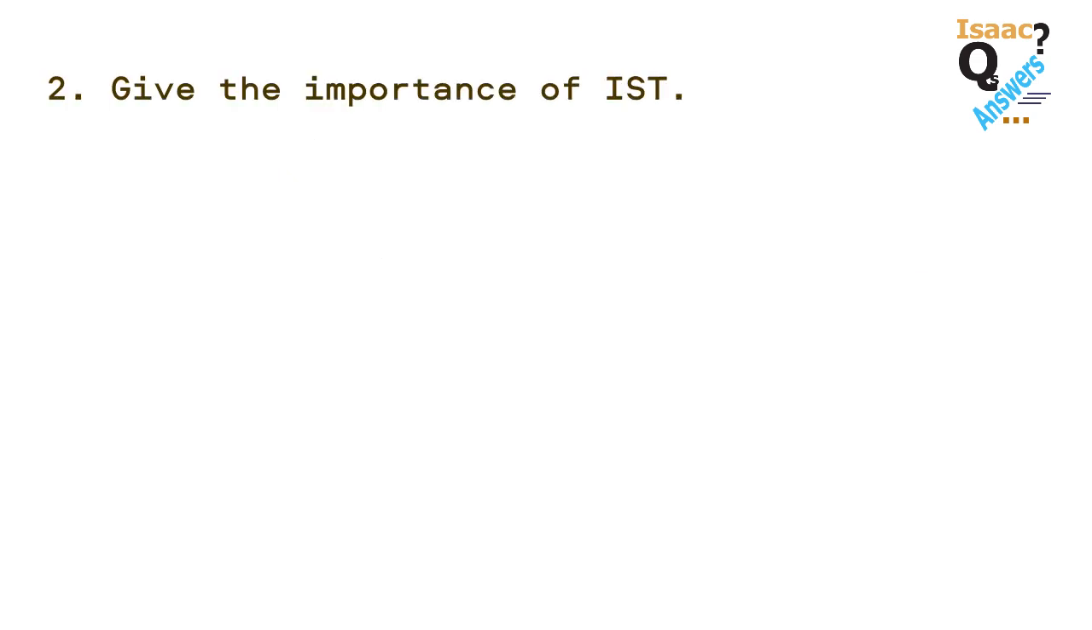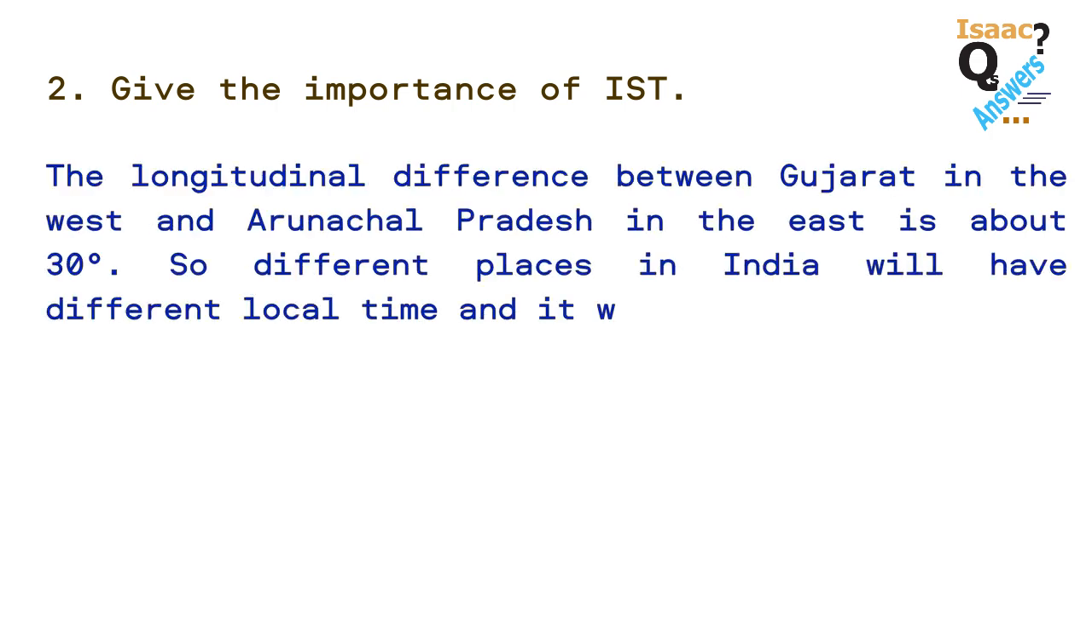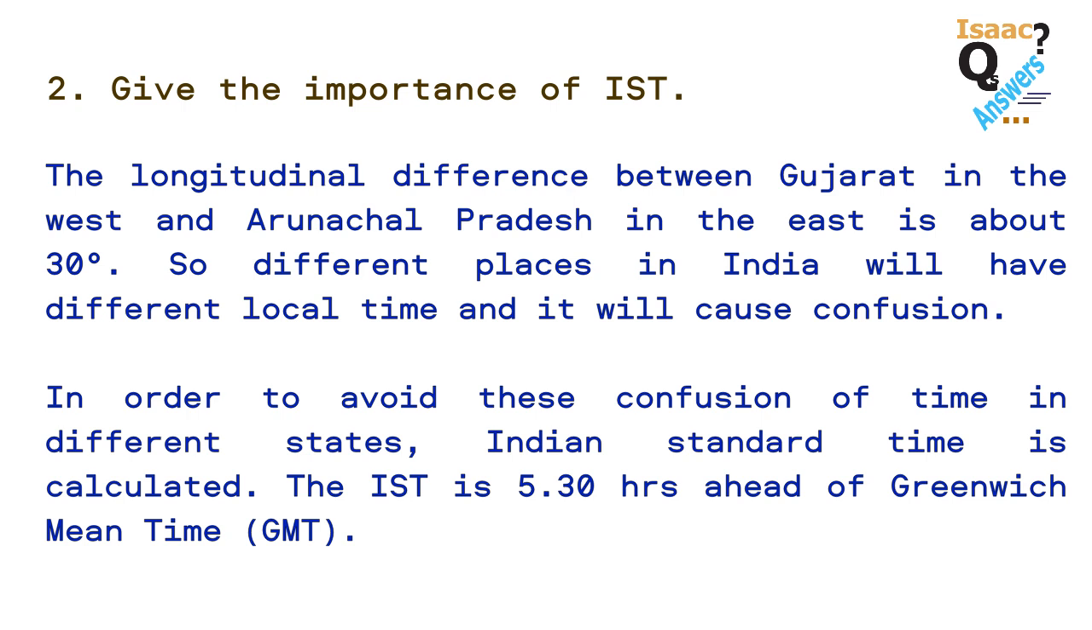Question number 2. Give the importance of IST, Indian Standard Time. The longitudinal difference between Gujarat in the west and Arunachal Pradesh in the east is about 30 degrees. So different places in India will have different local time and it will cause confusion. In order to avoid this confusion of time in different states, Indian Standard Time is calculated. The Indian Standard Time is 5:30 hours ahead of Greenwich Mean Time.